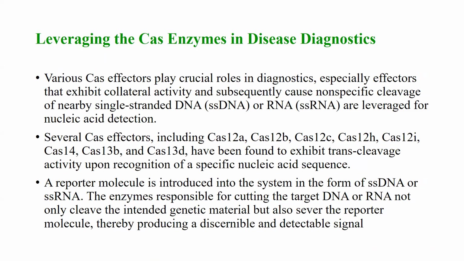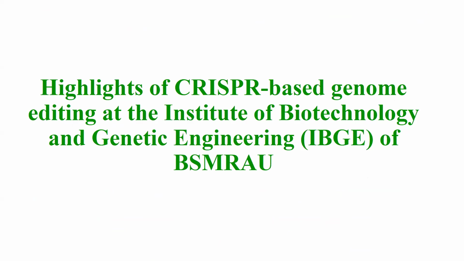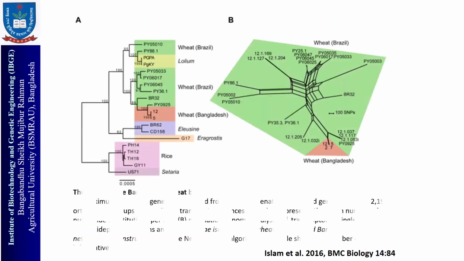So the CRISPR-Cas system can be used for many purposes. One of the biggest, most robust uses can be disease resistance. Disease resistant or disease diagnosis. Disease resistance, by using S gene editing, we can do it. And disease diagnosis is very important. I can show you our method.